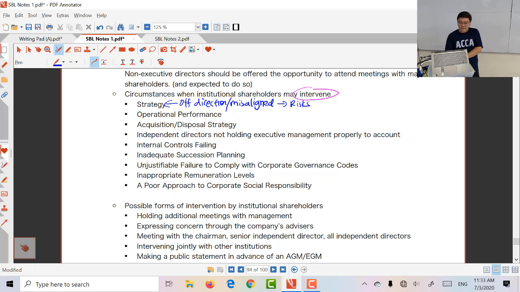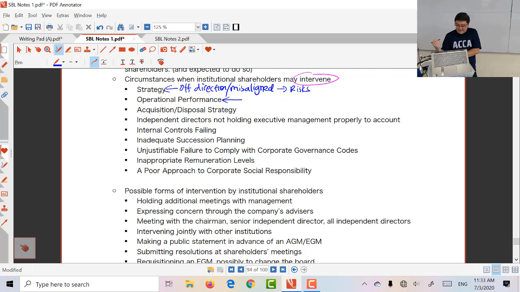Now, operational performance. Okay, in what sense that operationally your performance is a concern? If you make too much profit, then the institutional shareholder can ask you, why you make so much profit? Slow down a bit. Correct or not?